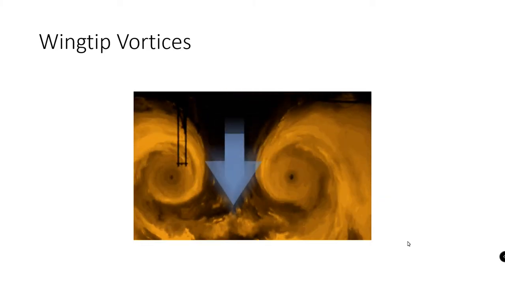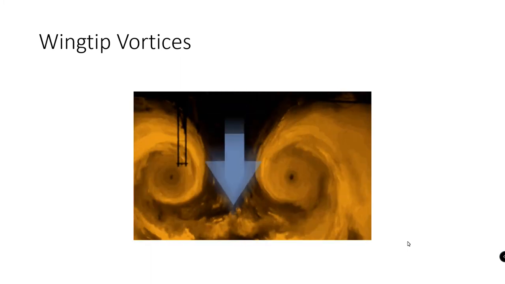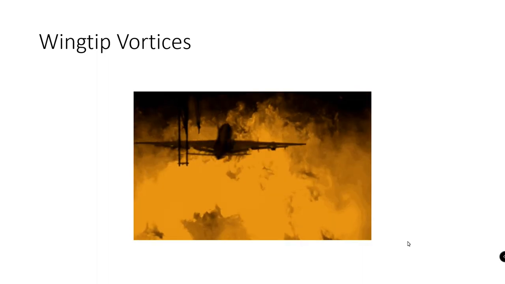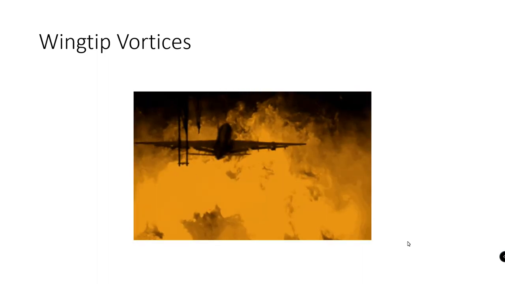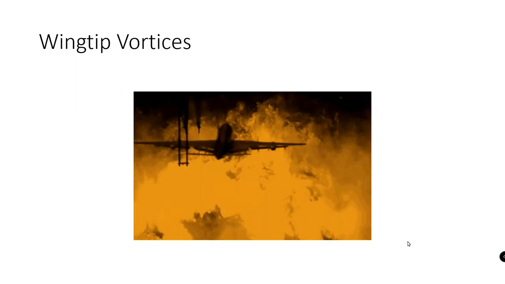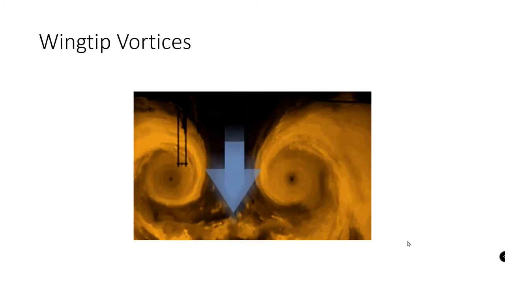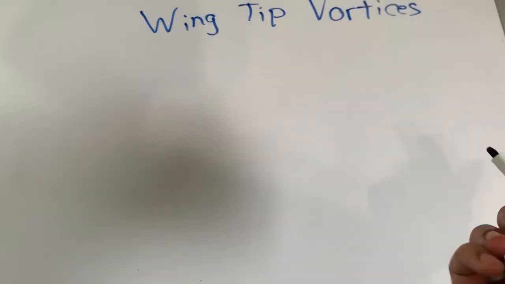All right, wingtip vortices. This is what I was talking about. There's the airliner going through a wall of smoke there, or clouds, whatever it is. But as you can see, the downwash that jetliners create. This is one of the reasons why you definitely don't want to get caught up in this mess, because it's pretty serious. All right, so for wingtip vortices, it's very, very simple.